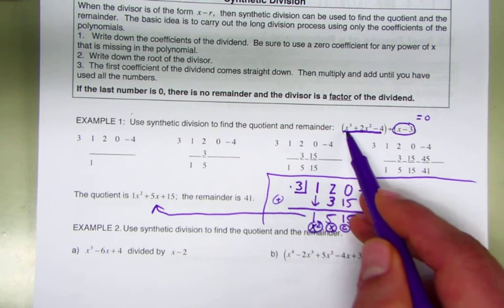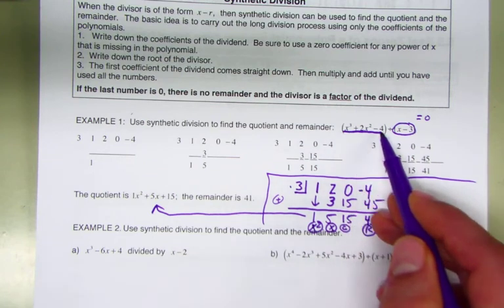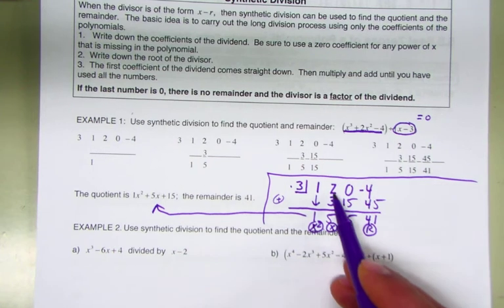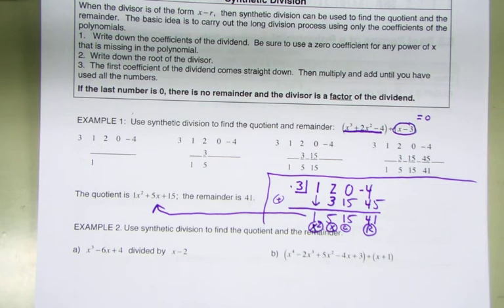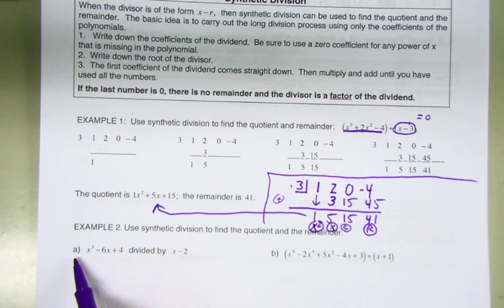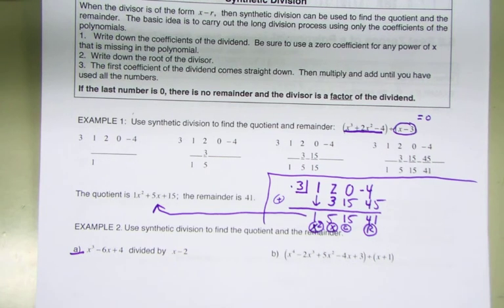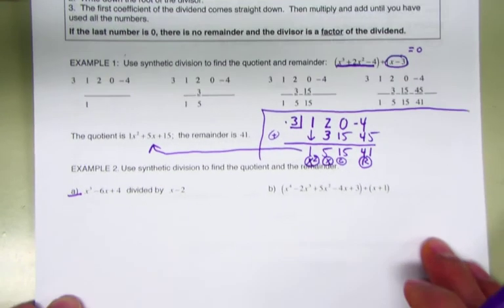So in other words, if I had x cubed, and then I just had a minus 4 with nothing else, now I would have another placeholder here. In place of the 2, it'd be a 0. Does that make sense? Okay. Why don't you guys try this one now? 2a. And again, we're just finding the quotient and the remainder.